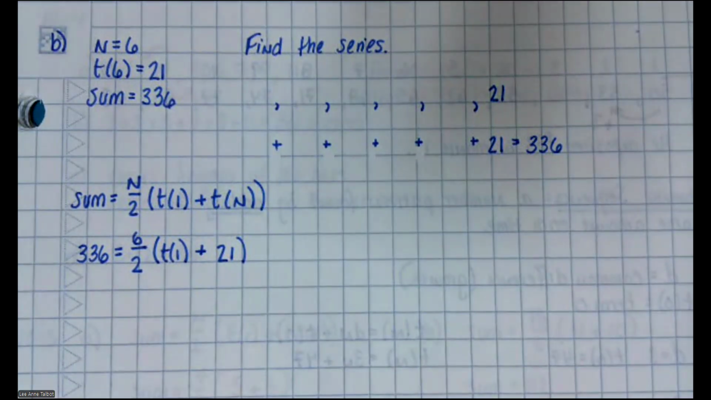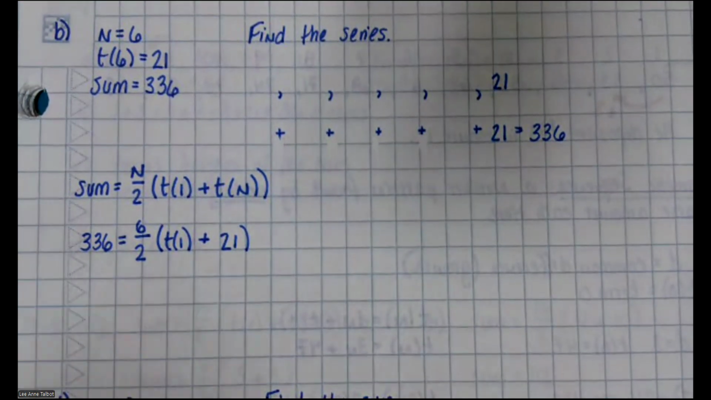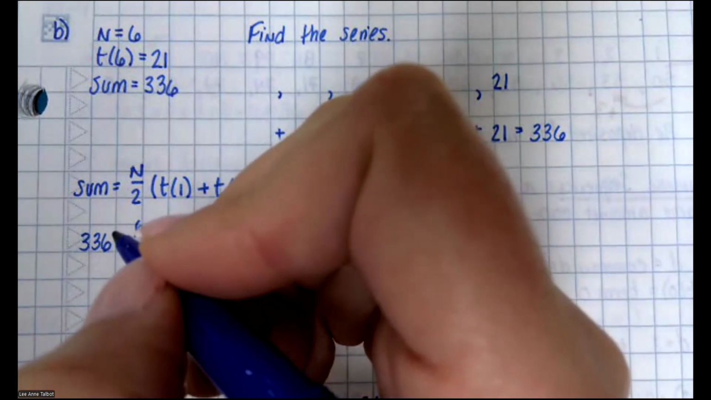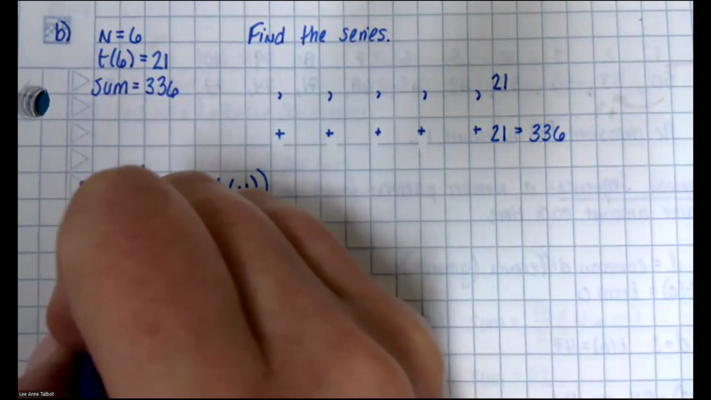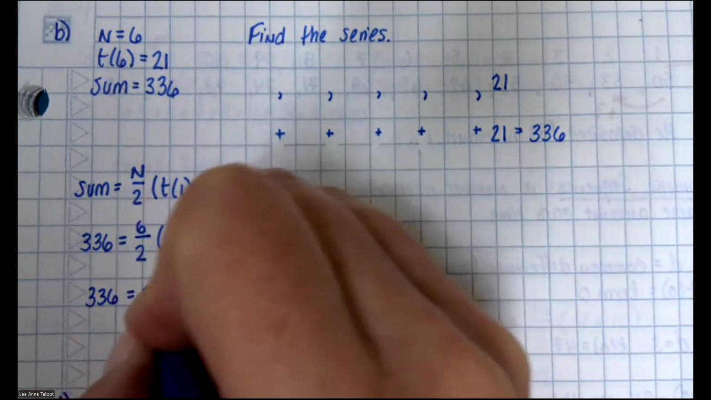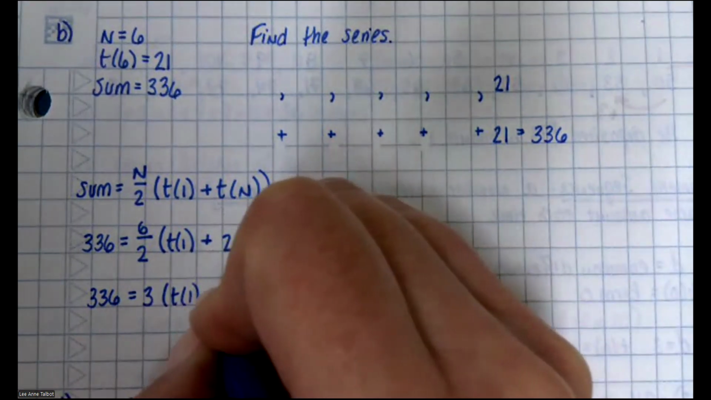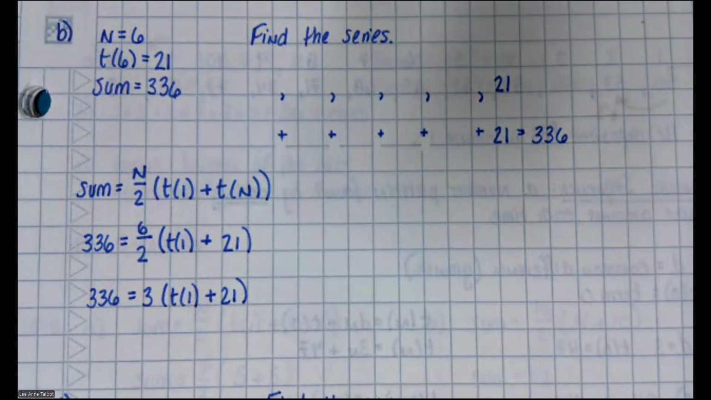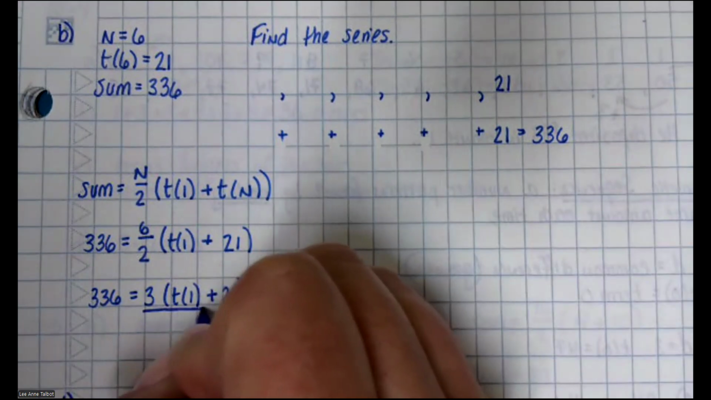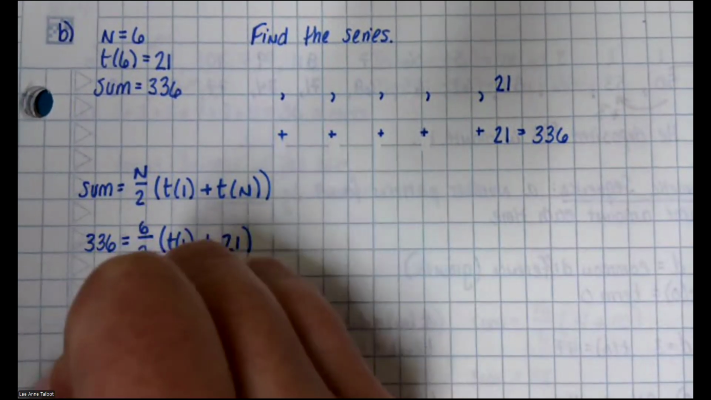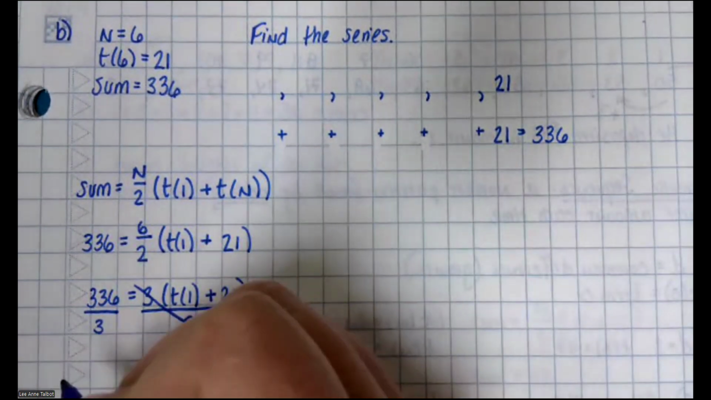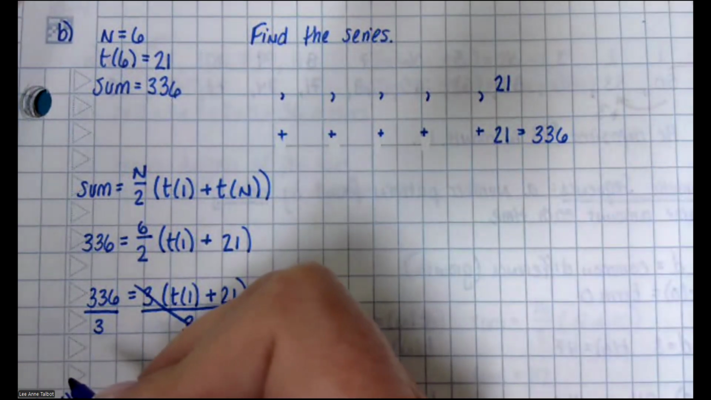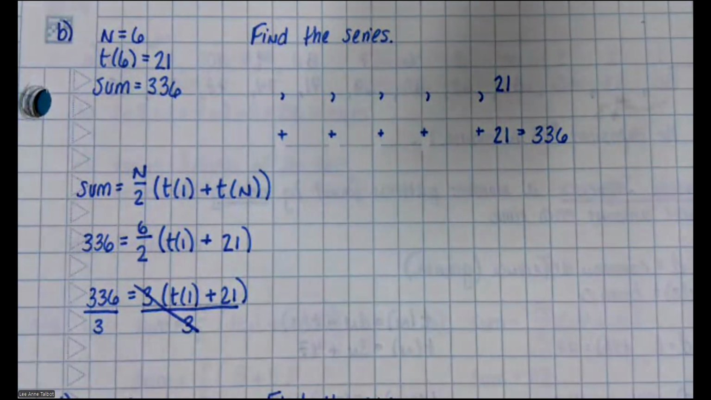Okay, what this means is I only have one variable in my equation, so I can figure out what the first term is. Okay, so first thing I'm going to do is make this 3. Then I'm going to divide both sides by 3. Is that 1/8, 1/12?